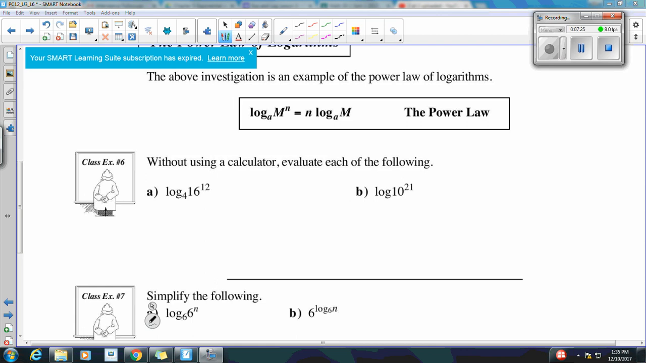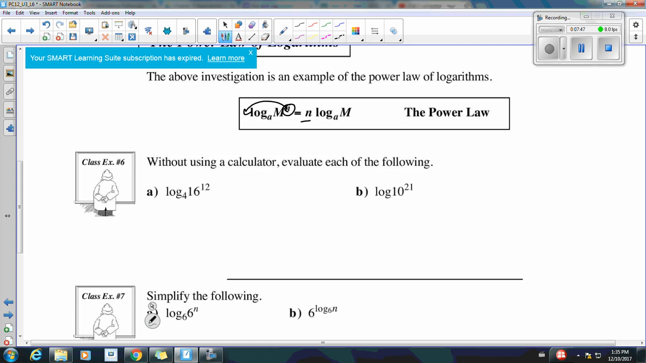Okay, so the next law is called the power law, and what this allows us to do is whenever we have an exponent out front, we can bring it as multiplication. If we have an exponent on our argument, we can bring it as multiplication out front, and vice versa. So let's look at this example here. This is saying log base 4 of 16 to the power of 12. We want to evaluate it.